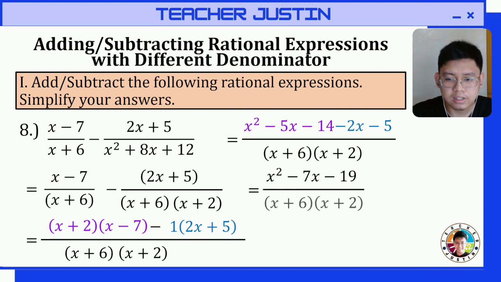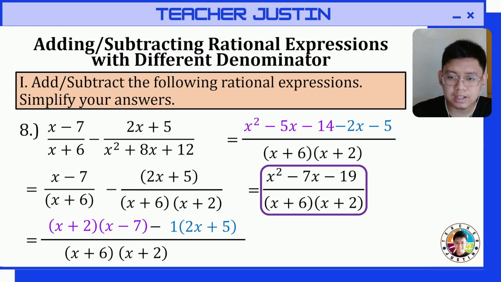Tapos, sa denominator natin, same pa rin. And let's see if we can still simplify this. And since we cannot simplify our numerator and denominator anymore, then this will be our final answer. So it will be x squared minus 7x minus 19 all over the quantity x plus 6 times the quantity x plus 2. And that's it.